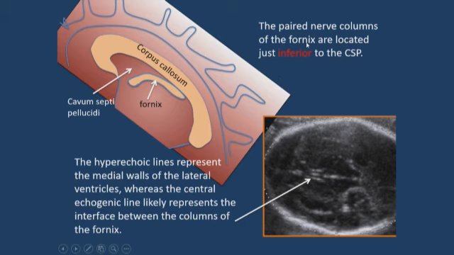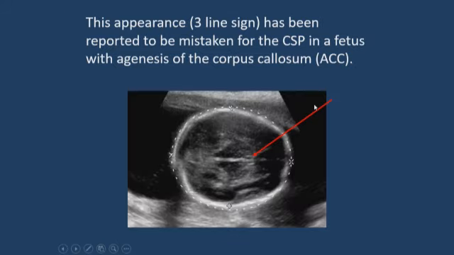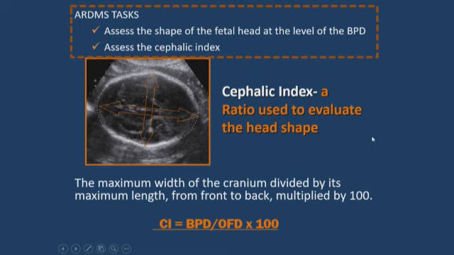The columns of the fornix are just paired nerve columns located just inferior to the cavum septum. So if you see right here, here's the cavum septum pellucidum. Corpus callosum lives on top of that. These are just below the cavum septum. So just be aware, just a little bit of a technical thing. You need to make sure that you are definitely seeing the cavum septum. So if you see the 3-line sign instead of the true interruption, a hypoechoic space interrupting the falx, then that's the columns of the fornix and not the cavum septum.